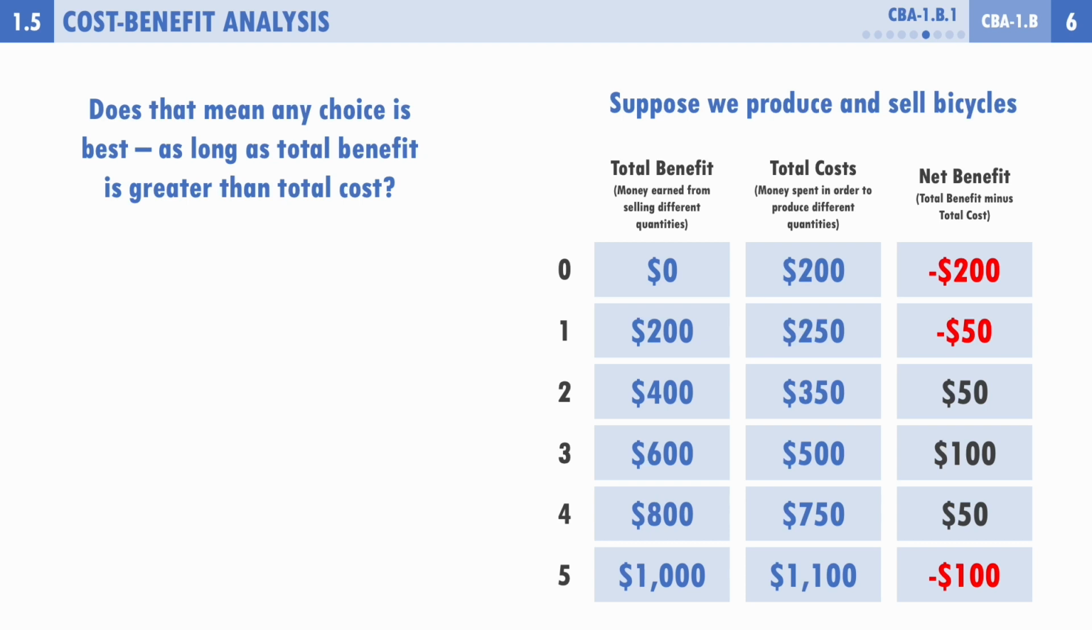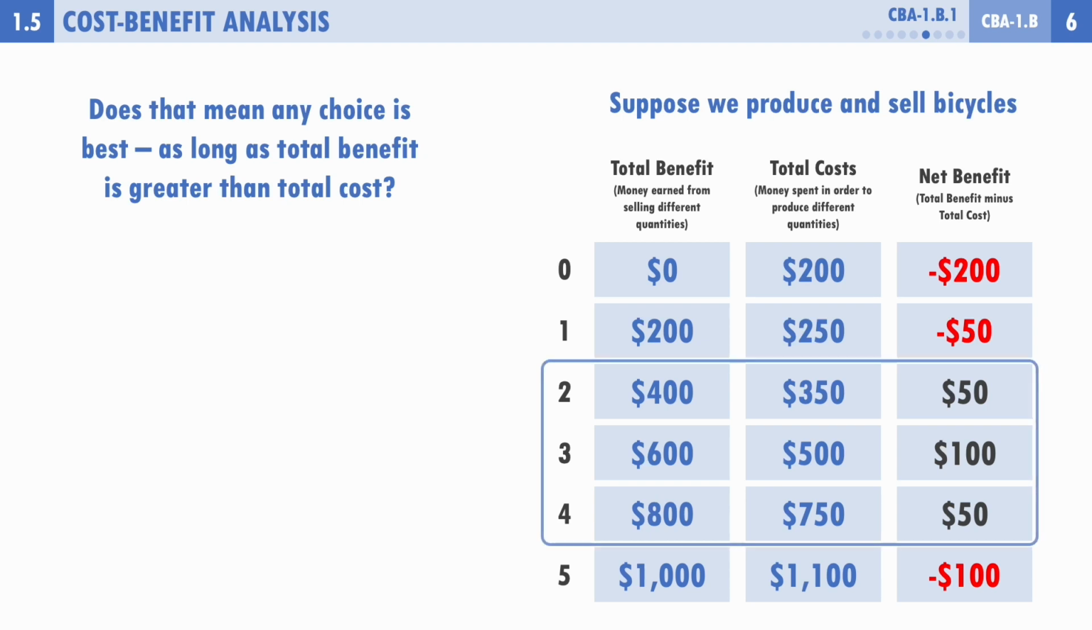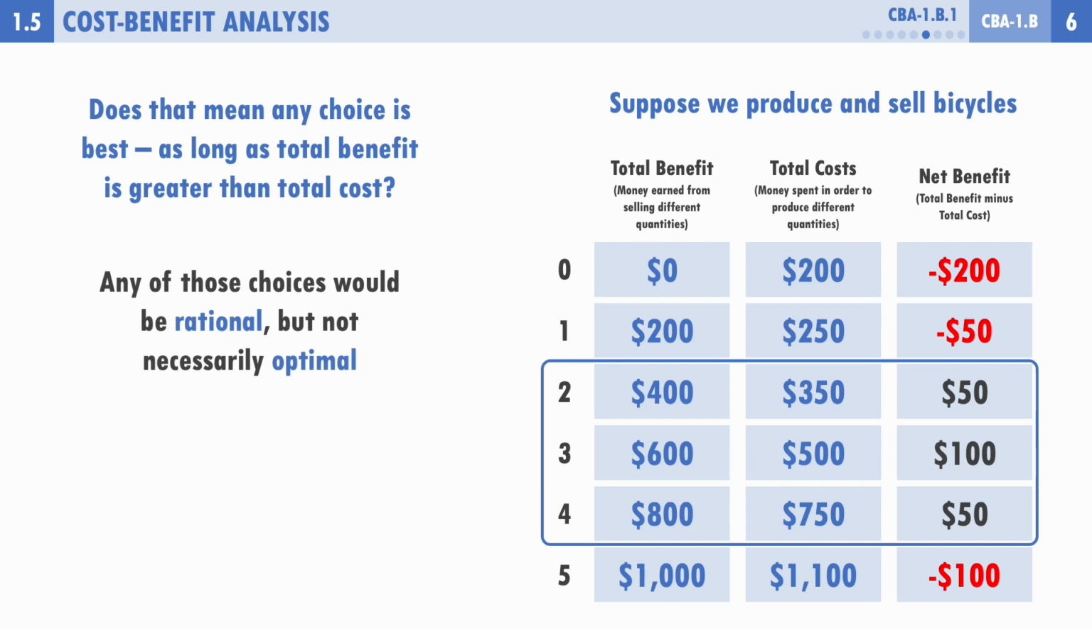So we had said that it's a rational decision to do anything where our total benefit is greater than our total cost. And we actually have 3 different situations there where that's the case. Now, what we need to understand, though, is that while any of these choices might be rational, they're not necessarily optimal, right? Because we can't produce 2 and 3 and 4 bikes. Like, we can't do all of those.